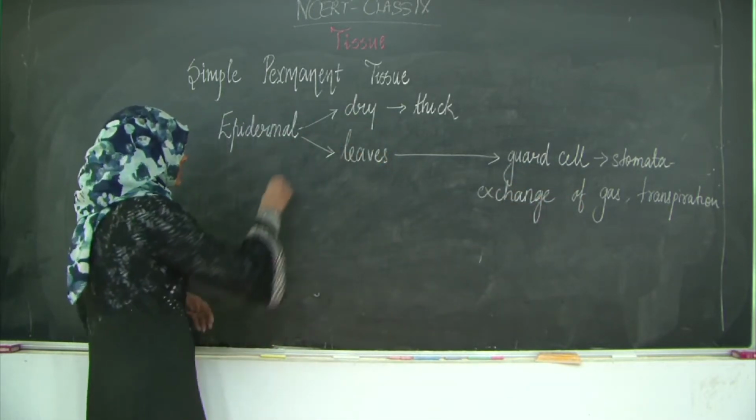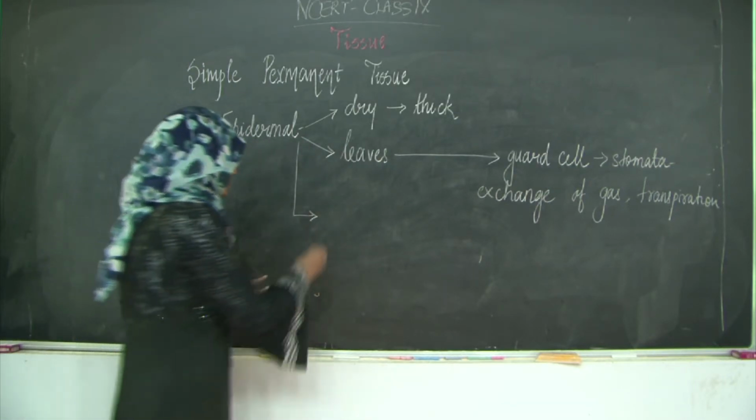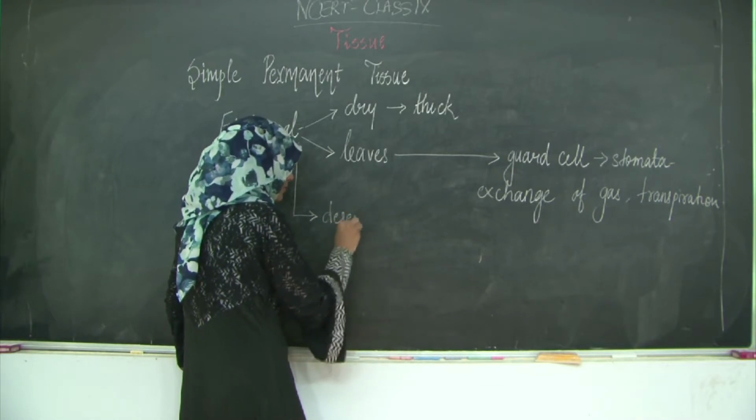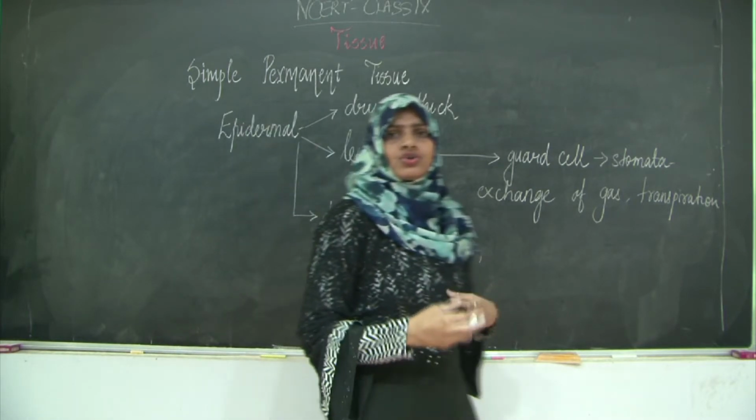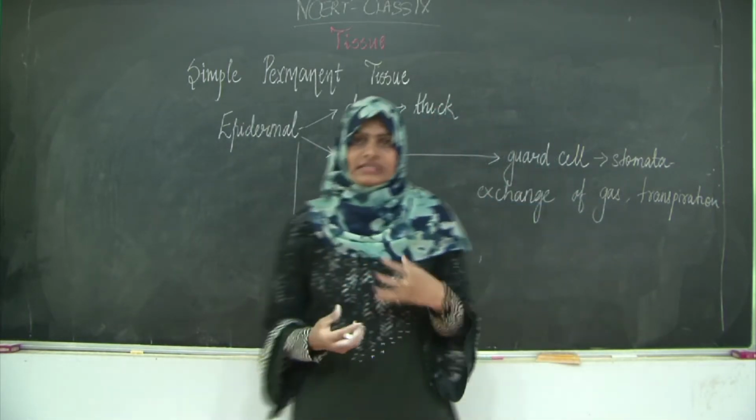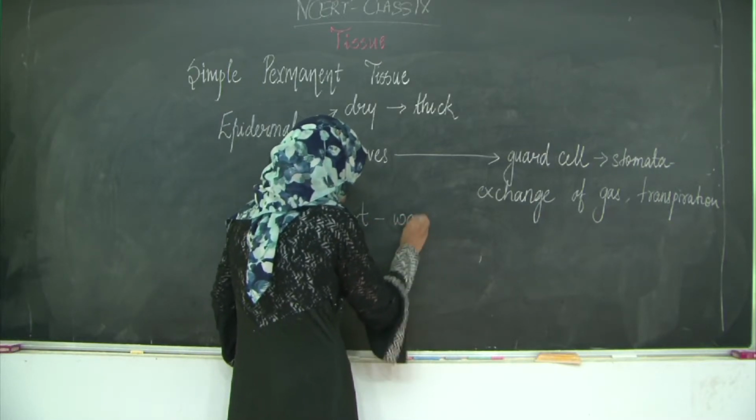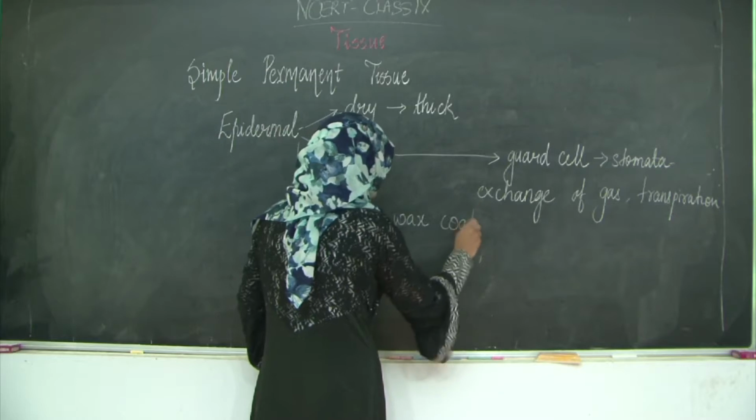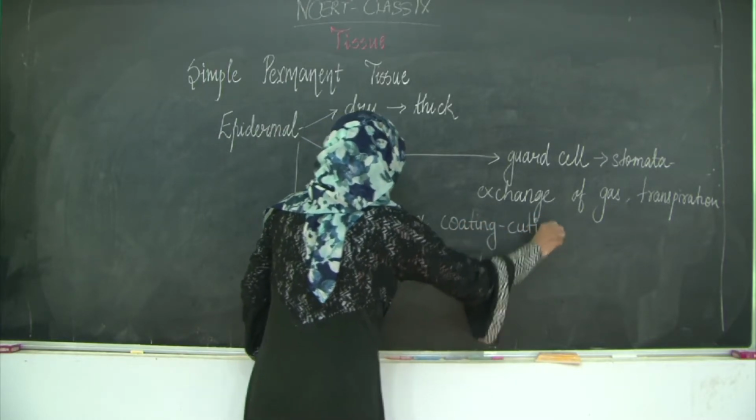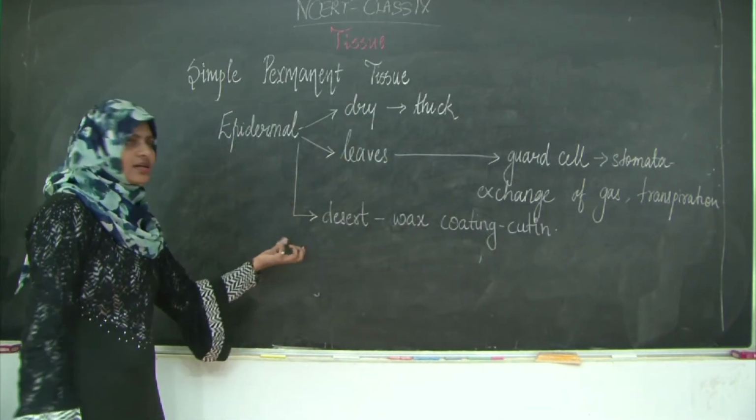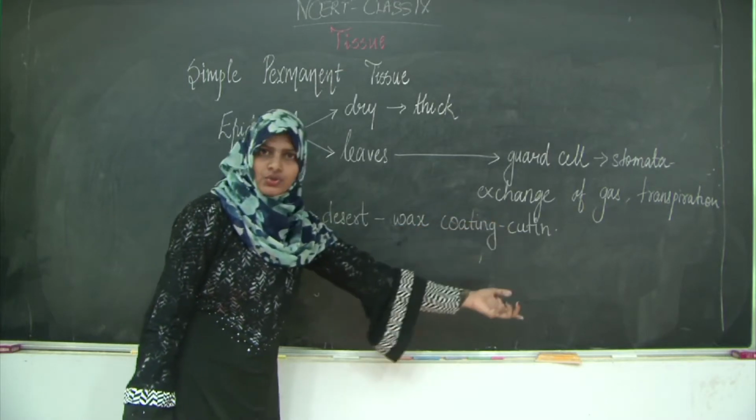The next one is in your desert, where the heat is too much, where you cannot allow even a little bit of water to move out. In such cases, the epidermal cell is covered with a wax coating, and the wax is made up of cutin. Fine. So, in desert plants, the epidermal cells are coated with a wax called cutin.